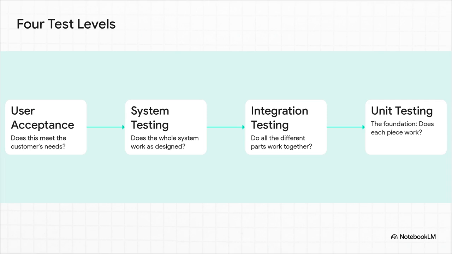So this verification journey happens in these 4 stages. We start at the very, very bottom with unit testing. That's where we ask, does this one tiny little piece work? Then we move up to integration testing. Do all these little pieces work together? After that, it's system testing. Does the whole thing work the way we designed it to? And finally, at the very top, we have user acceptance testing, which is basically asking, hey, did we actually build what the customer wanted?